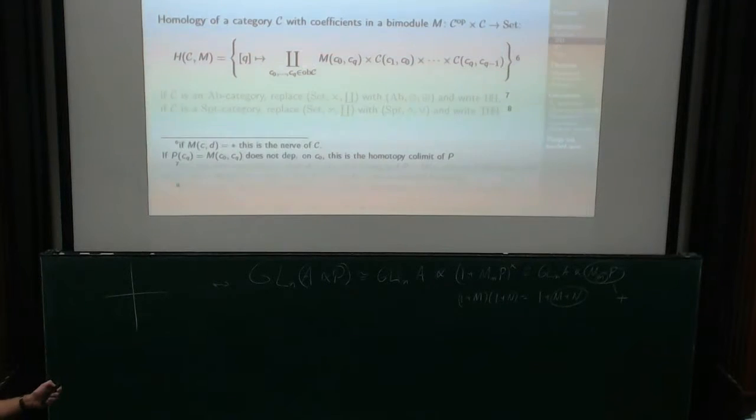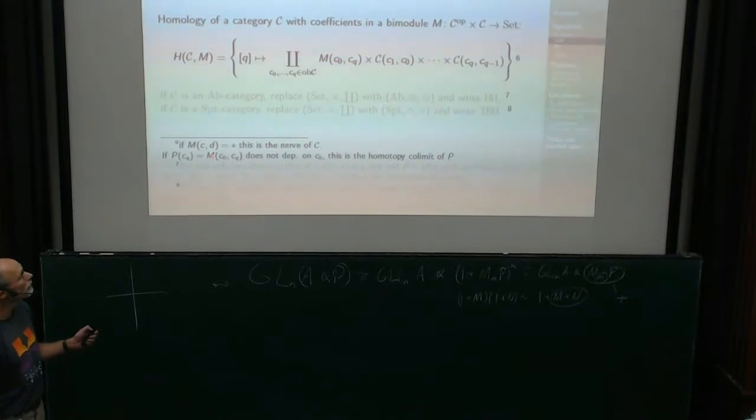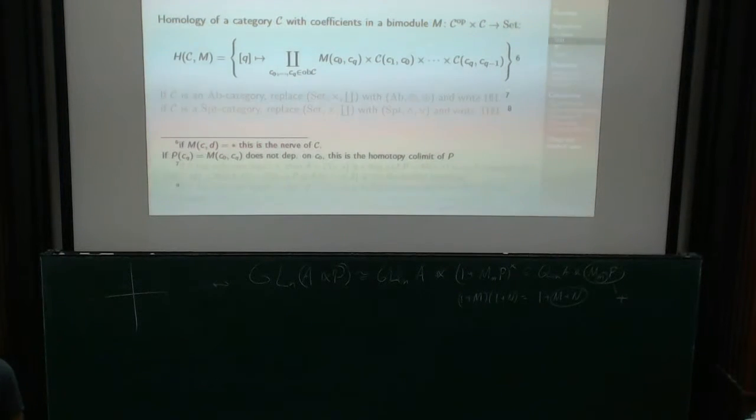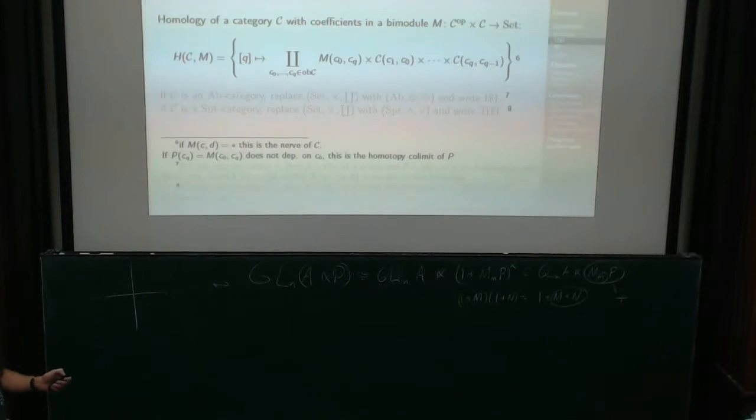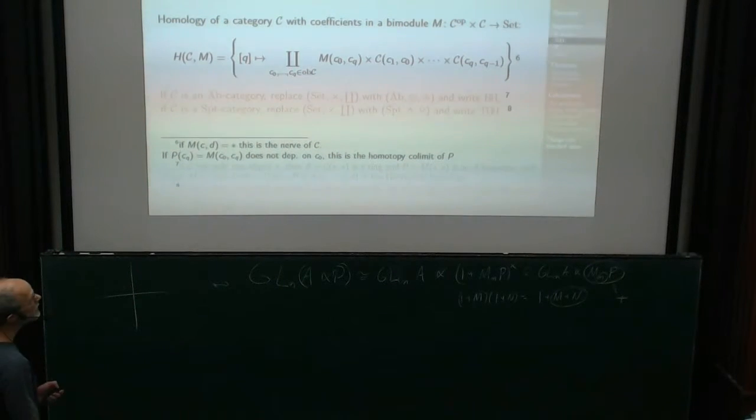Then the elements in degree Q are just strings of morphisms from all the way from CQ down to C0. And if my bimodule does not depend on C0, so P(C0, ..., CQ) is the same as M(C0, CQ), then this is exactly Bousfield and Kan's formula for the homotopy colimit of P. So this is familiar turf.